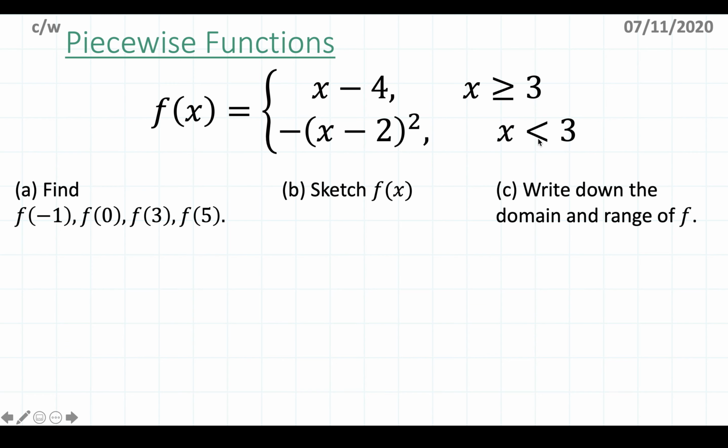0 is also in the second one, you're going to input it in here. 3 is precisely in the first domain, so you're going to use the first function for f of 3. You can't use the second function for f of 3. Mathematically you can, but it's not part of the piecewise function. 5 also belongs to the upper domain, so you're going to input it into the first function, and so on. Once you have all the values, you're able to sketch it, and then you're able to write down the domain and range of the whole function itself.